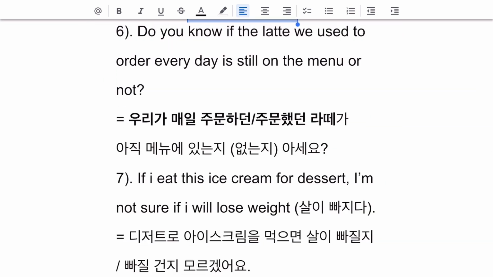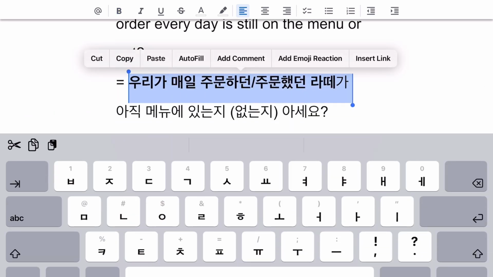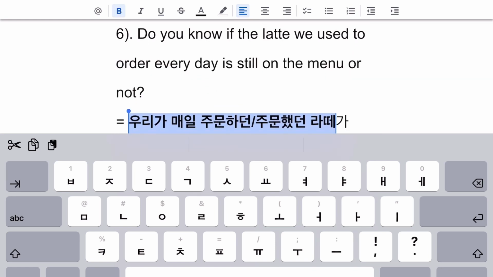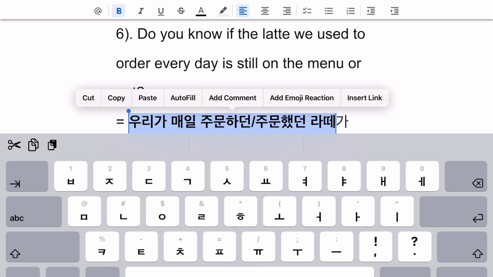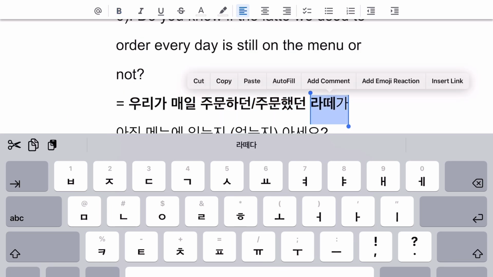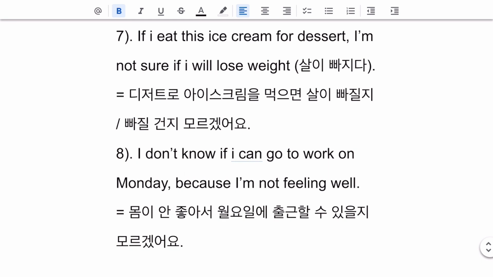Do you know if the latte we used to order every day is still on the menu or not? 우리가 매일 주문했던 라떼가 아직 메뉴에 있는지 없는지 아세요? So this one's kind of a long one. So we were saying earlier how there's 가 in there, which usually we're like, can we really have two subject particles in there? But this one is fine because all of this whole sentence, what is it? The latte we used to order every day is the whole, it's a long one, but it's the whole subject. So all of that is behind this one ga here, even if there's another one, doesn't count. That might have confused some people, but that's okay.